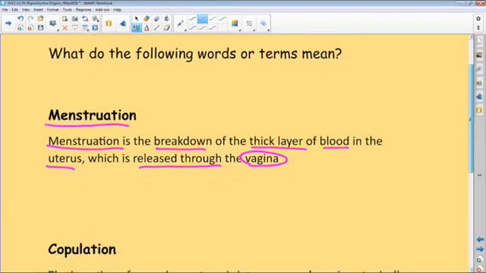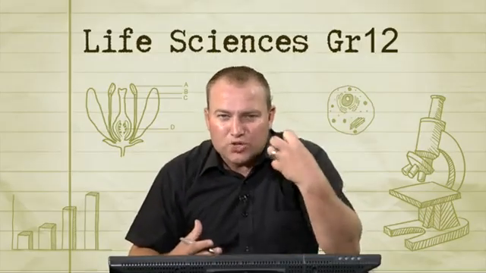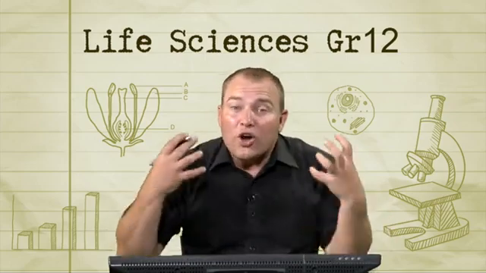Okay, the next word that we had a look at was copulation. It's the insertion of the male's erect penis into a woman's vagina, typically coming to a climax and ejaculating semen. We've got to get rid of the semen. Now, that is copulation. Simple, easy. If you understand these words, it makes it so much easier to express yourself when you have to write an essay or when they ask you questions.